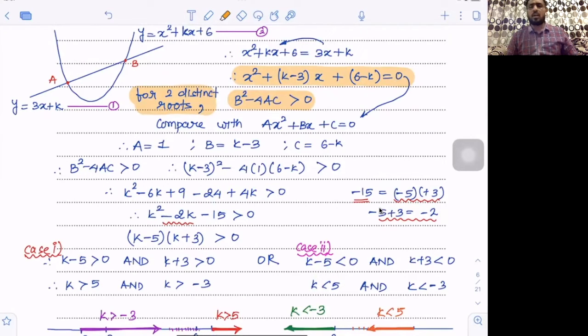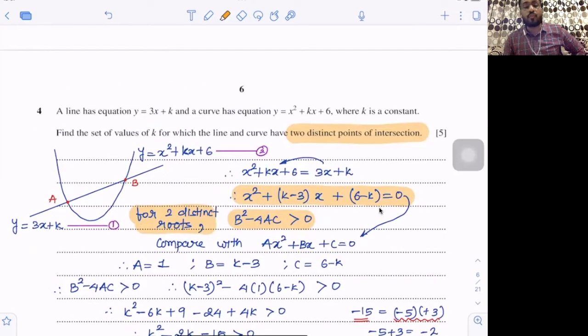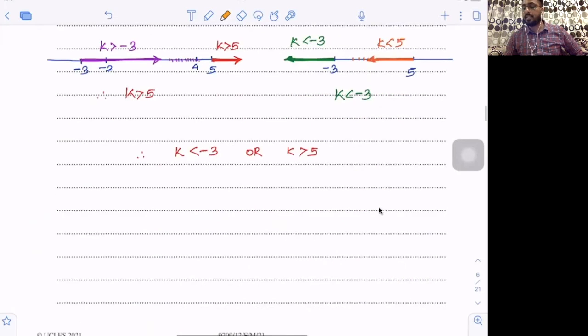Now you are not required to find these values of x, right, students? You just wanted to find a set of values of k. For what values of k will the line and the curve have two distinct points of intersection? That is what the question was. So k should be less than minus 3 or k should be greater than 5.